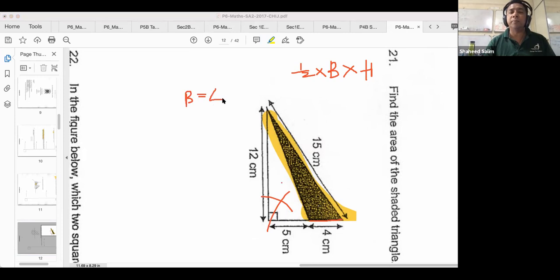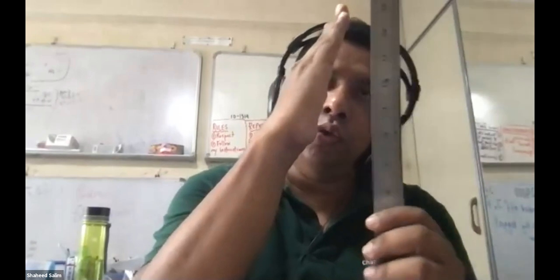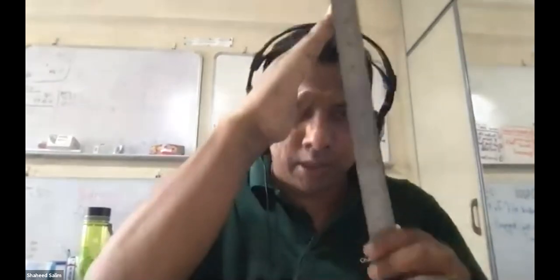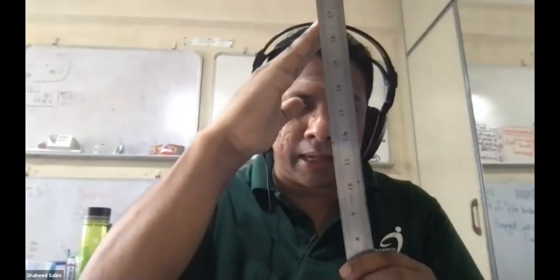Base means bottom. Height, you must measure straight with your ruler. Even though let's say my body is slanted, you cannot measure my height like that. You still must measure straight like that. Let's say now my body is like that. You cannot measure my height like that. You must still measure my height like that. You understand what I'm saying?